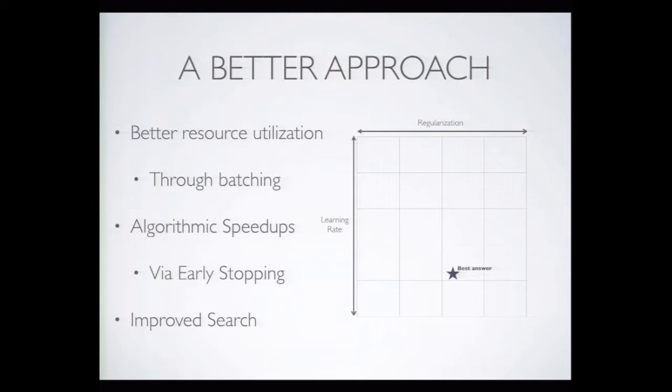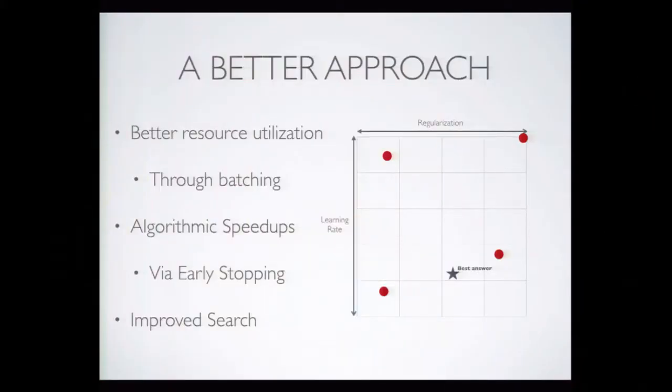So I'm going to propose a better approach, which is the one we study, which takes advantage of 3 basic optimizations. So first is better resource utilization through batching. So instead of training 1 model at once, I might train 4 or 10 models at a time. And you're going to see why we can do this almost for free.